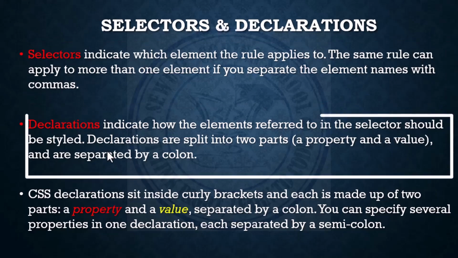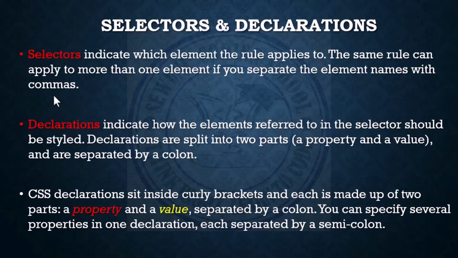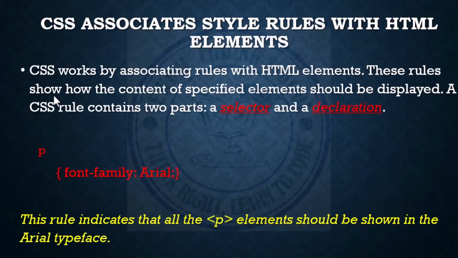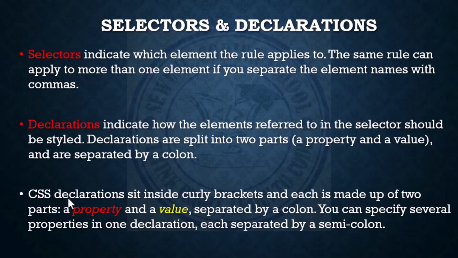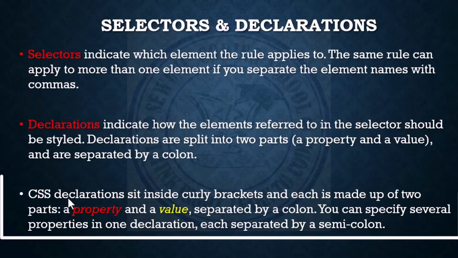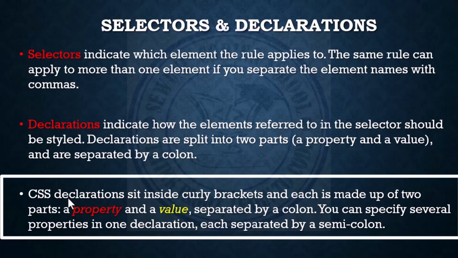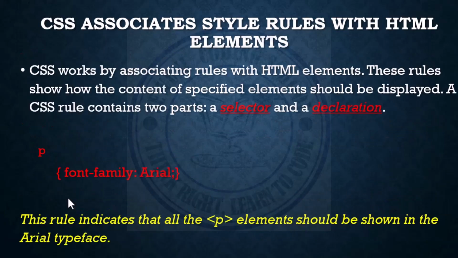And when we say declaration, declarations also indicate how the element referred to in the selector should be styled. So if you look at our previous examples, the selector is the P, this paragraph here, whilst our declaration is the one in the curly bracket. CSS declarations sit inside curly brackets, and each is made up of two parts, a property and a value. Let me go back to explain using this code.